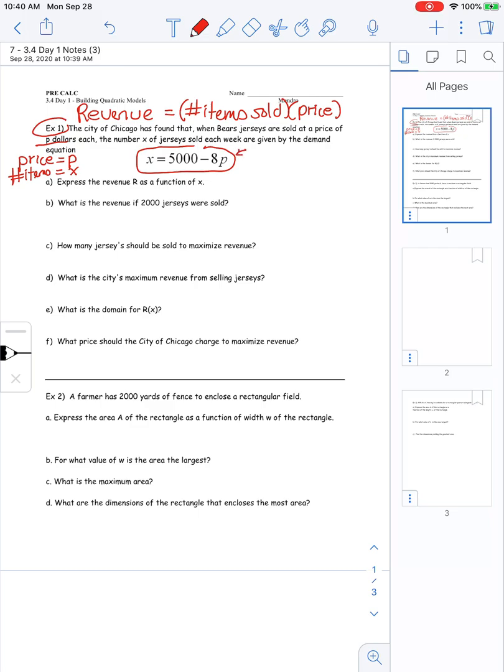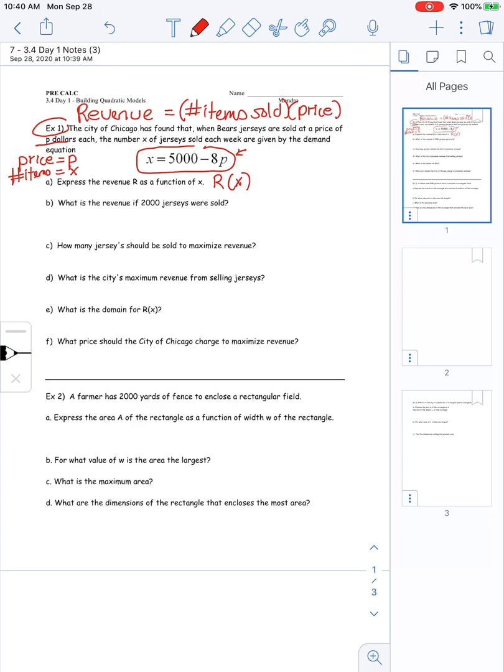You'll notice that this equation does not mention revenue. It's not telling us how much money they made. It's telling us how many items will be sold based on the price of each item. So our job is to first express the revenue as a function of X.